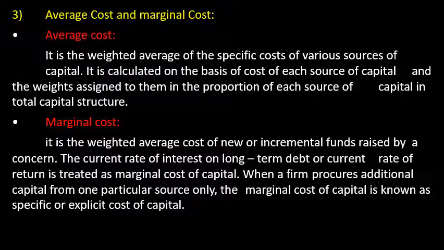Whenever a firm raises additional funds, having already raised funds earlier, and there is again insufficient fund, you are going to raise the fund again. At that time only the marginal cost comes. So for one particular source, either through debt securities or through ownership, meaning equity, if you raise additional fund, then marginal cost comes. That is known as a specific cost or explicit cost of capital. So that is about the average cost as well as the marginal cost.